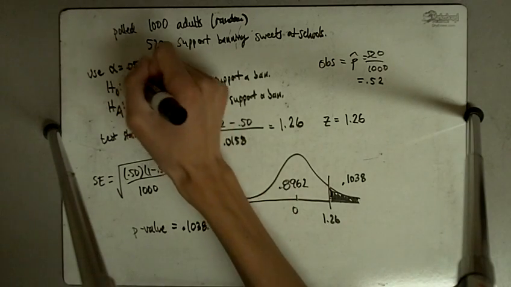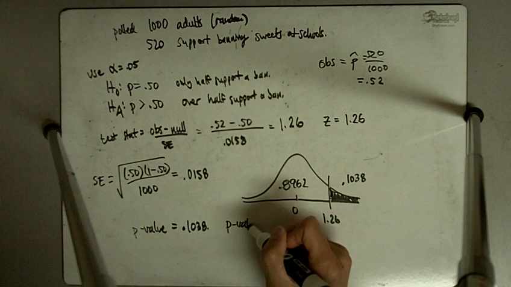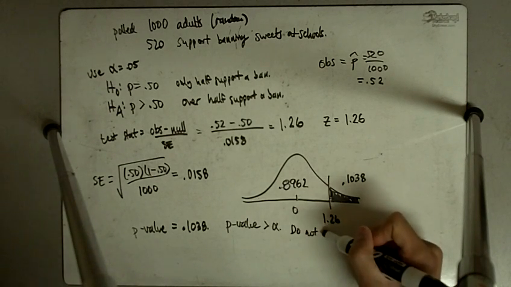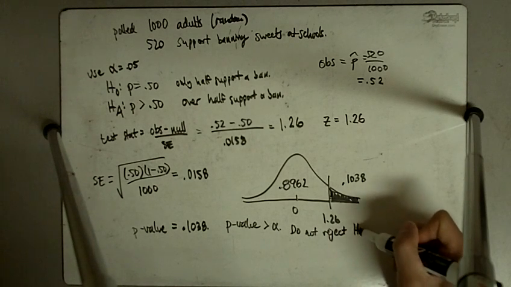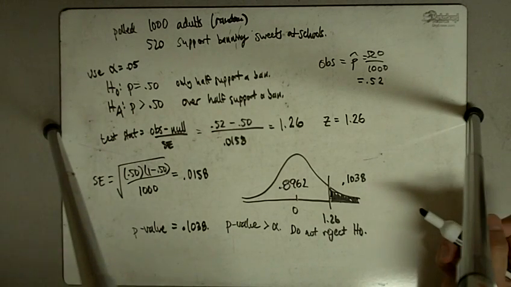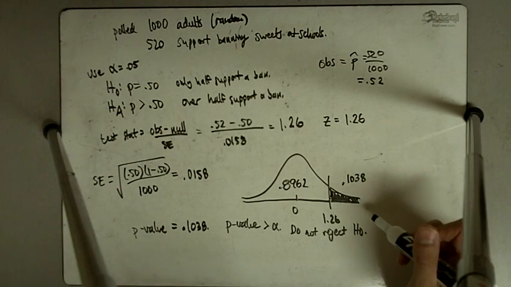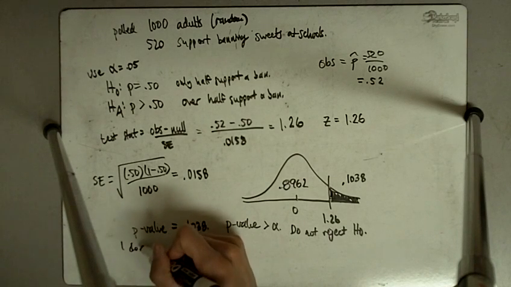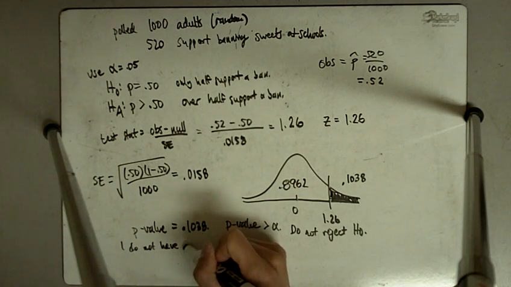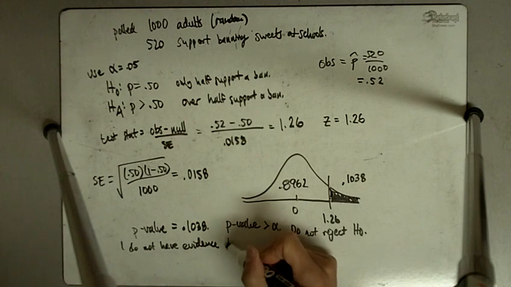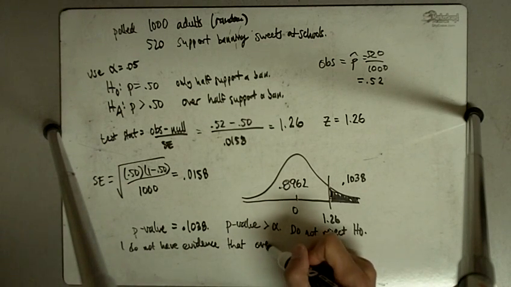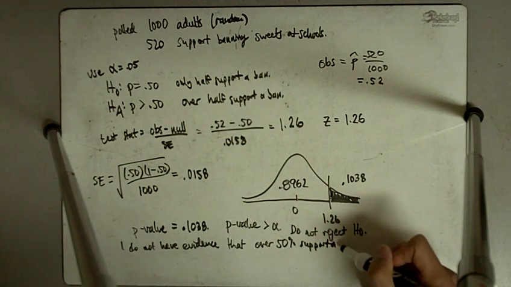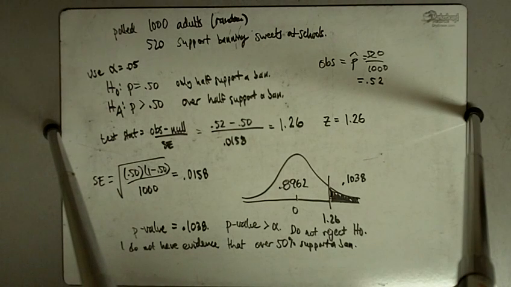If I use alpha as 0.05, my p-value is greater than alpha. So I do not reject the null hypothesis, which means the conclusion that I come to is that I do not have evidence that over 50% support a ban on sugary drinks or soft drinks.